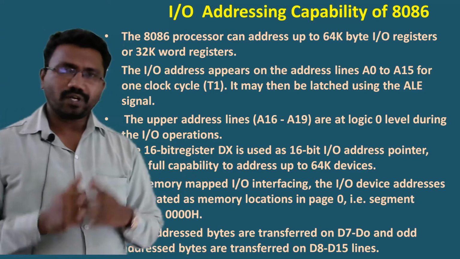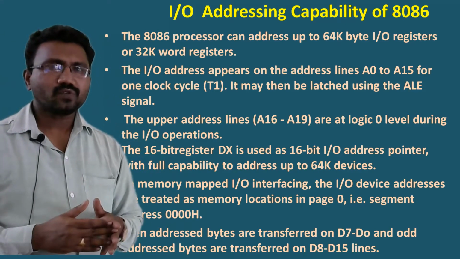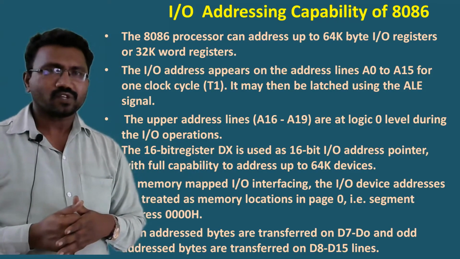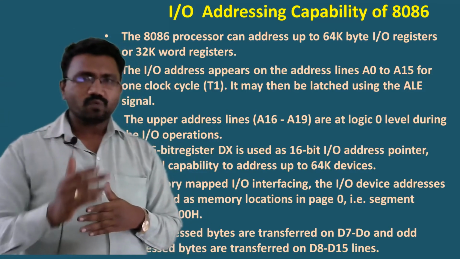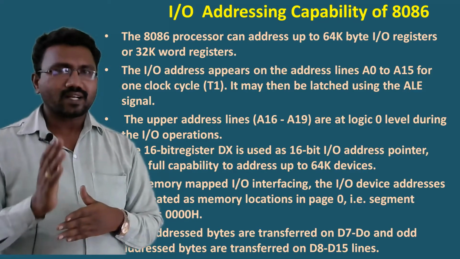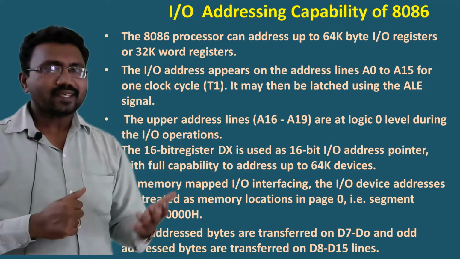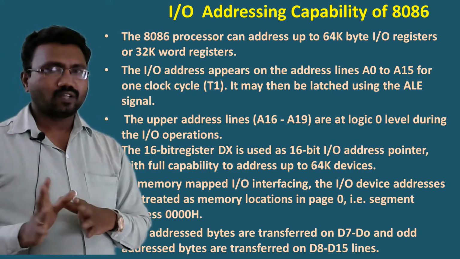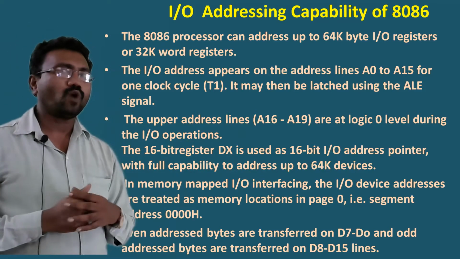Total address lines are 20. While accessing the memory, the entire 20 address lines are used to address the memory locations. Whereas whenever the processor wants to access I/O devices, out of 20 address lines, it uses only 16, A0 to A15. Only A0 to A15 address lines are used to specify the I/O address. The remaining A16 to A19 are set to 0. So the upper address lines A16 to A19 are at logic 0 level during I/O operations.